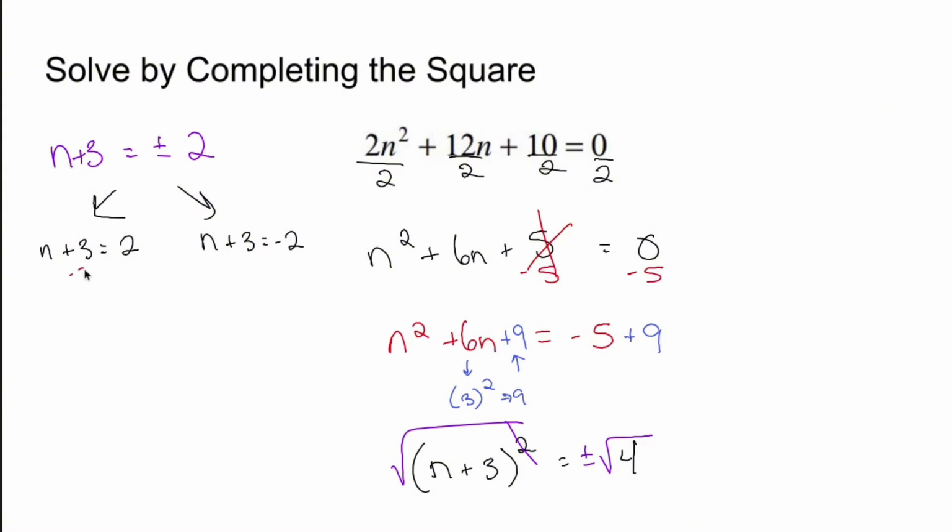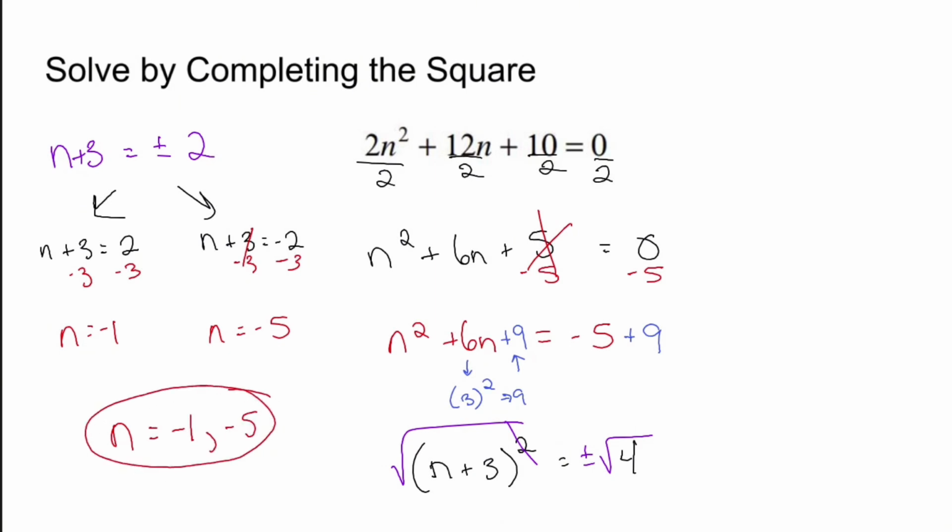Subtract 3 from both sides, and n equals negative 1. Subtract 3 from both sides, and n equals negative 5. So that gives me two potential answers, n equals negative 1 and negative 5. And that's completing the square.